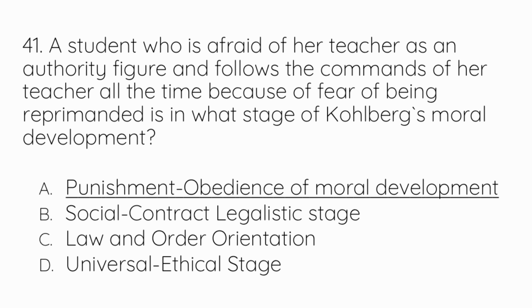So yung option C, law and order orientation. This stage emphasizes duty and obeying laws for societal order rather than personal fear of punishment. So mali din siya. And letter D is also incorrect because universal ethical involves abstract principles like justice and human rights, which are far more advanced than fear-based behavior. So number 41 is letter A.